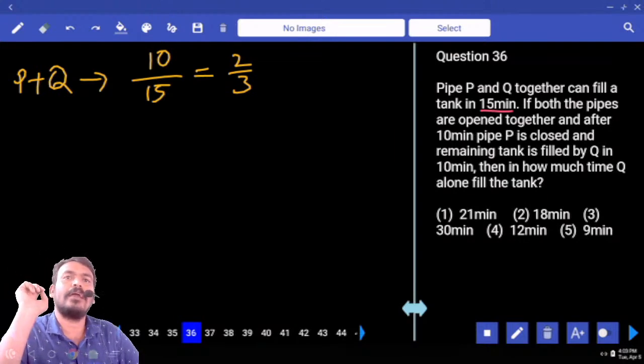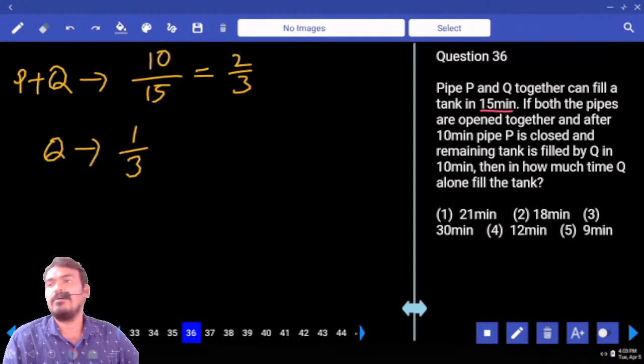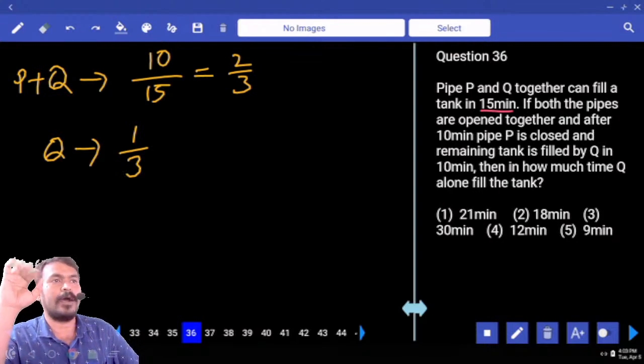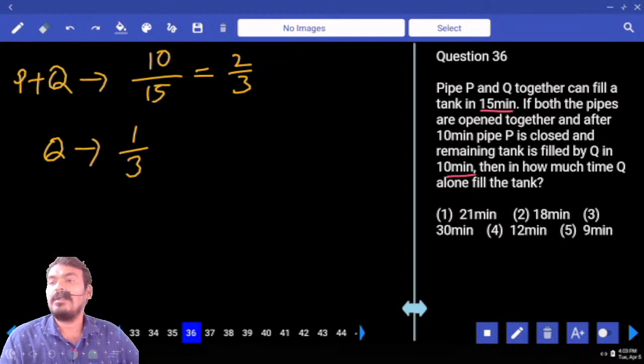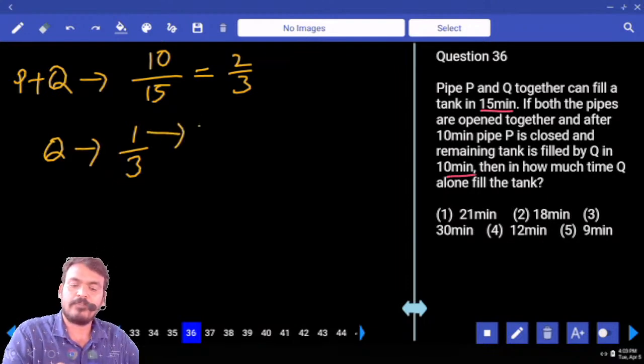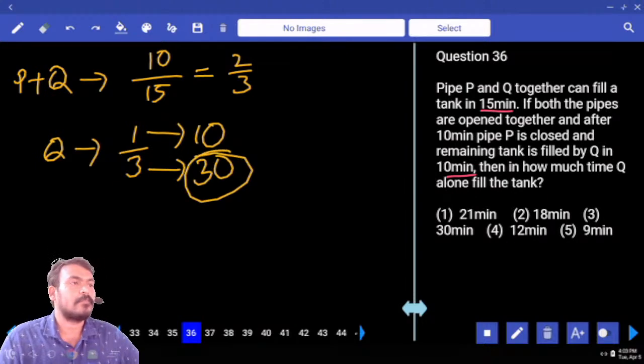What is the remaining tank? 1/3. Means Q will fill only 1/3 of the tank. Out of the 3 parts, 1 part is filled by Q. How much time is taken? 10 minutes. So 1 part is filled by Q in 10 minutes. Then 3 parts' time is 30 minutes.